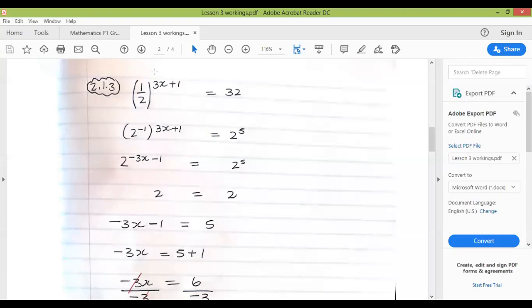So now we have killed this fraction and made it look like a number. Then we know that 32, we can change 32 because on the left-hand side, we've got powers. Therefore, you can also change 32. 32 can be written as 2 to the power of 5, because you can tell by inspection that this is your exponent equation. Does it make sense?